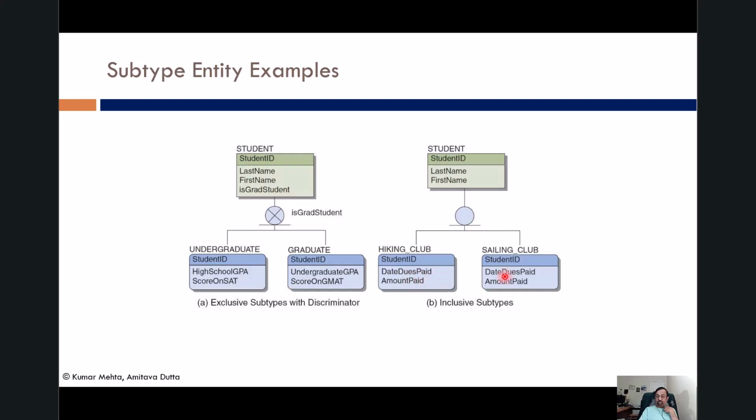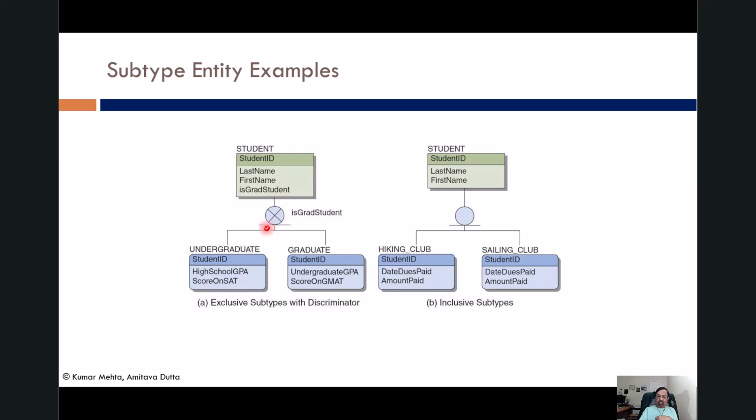So for these two subtypes, if I were to dig deeper and look at all the students who are members of the hiking club, and all the students who are members of the sailing club, I might see overlap between the two. So it is not exclusive. The subtypes are not exclusive. They're actually inclusive. Hence, you don't see the X.